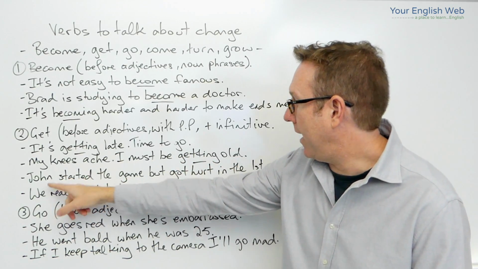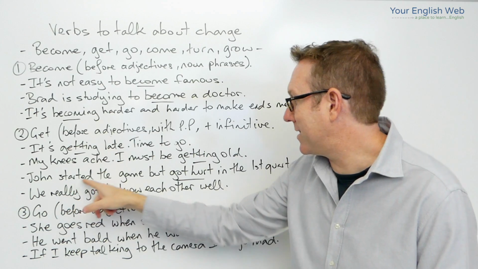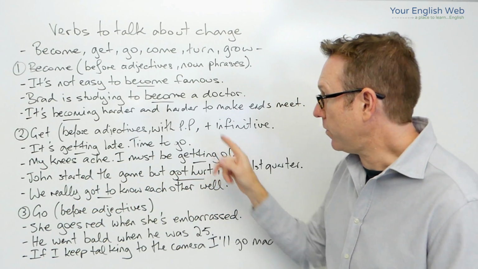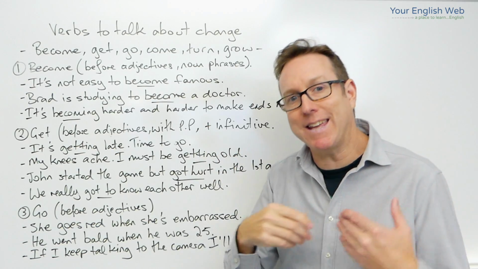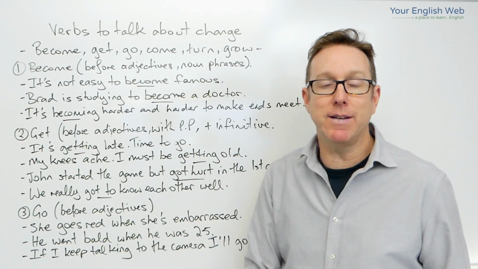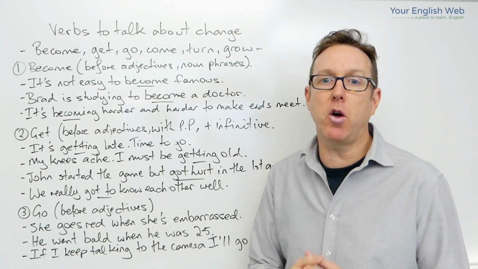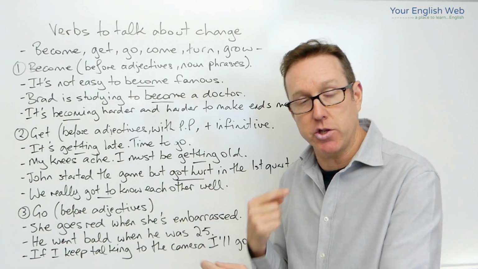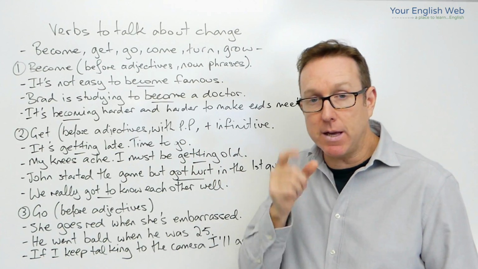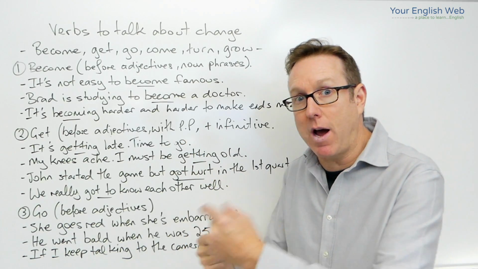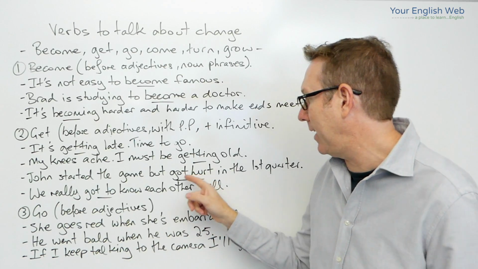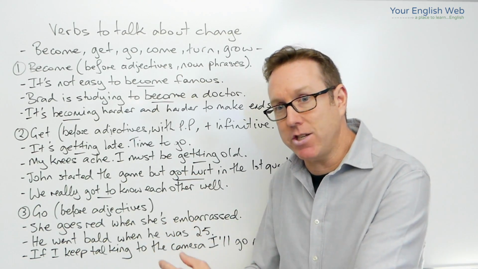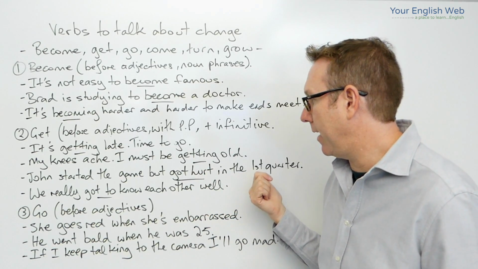Next example here with past participle. John started the game, but he got hurt in the first quarter. Now, with past participles, get hurt, get married, get drunk. Okay, there's a lot of different past participles we can use with get in order to show that change. He's getting drunk because he's drinking too much. He's getting drunk, the process of change, okay? He got hurt. He started off well, got hurt, changed, okay, in the first quarter.